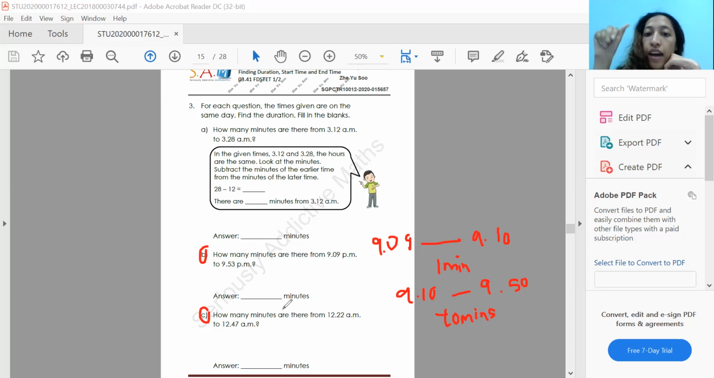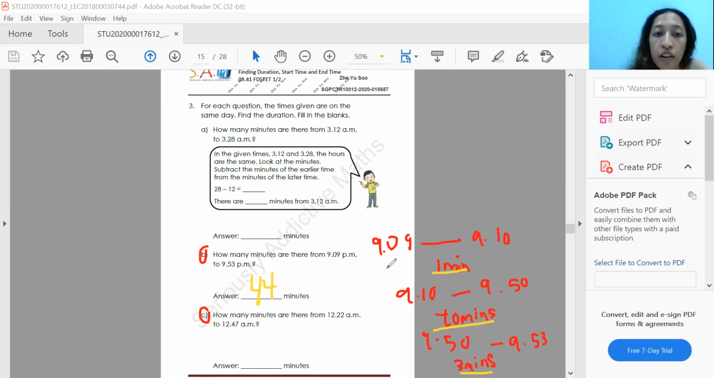So again, 9:10, 9:15, 9:20, 9:25, 9:30, 9:35, 9:40, 9:45, 9:50. So this makes up 40 minutes, meaning 5, 10, 15, 20, 25, 30, 35, 40. 40 minutes, right? And then from 9:50 all the way to 9:53, that would be 3 minutes, correct? So now that we have listed all of this, let us add them up. 1 plus 3 is 4. 40 plus 4 would be 44. So 44 minutes it is. I hope all of you got that right.